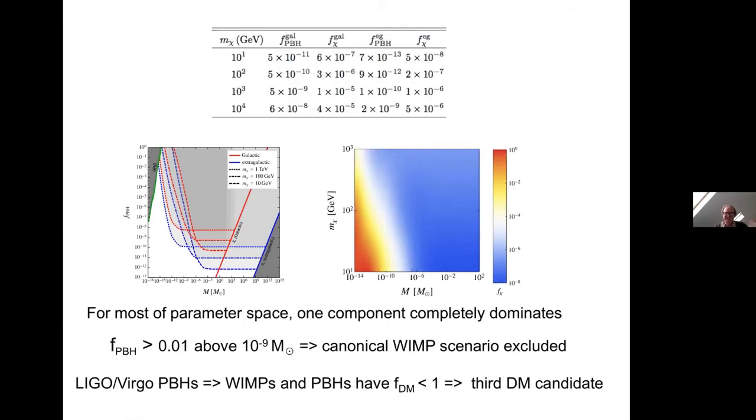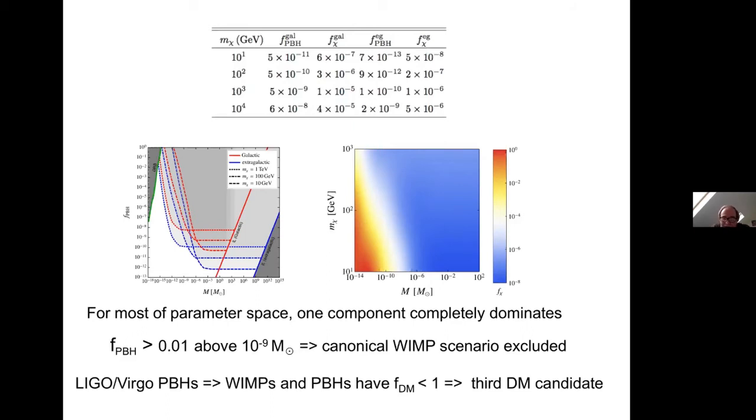So the dark matter is either PBHs or it's WIMPs. Can't be both. In particular, for the fraction above 10 to the minus 9 solar masses, if the fraction in PBHs is above 1%, this will exclude the WIMP scenario. So, for example, if you believe that the LIGO black holes are PBHs, you exclude the WIMP scenario.